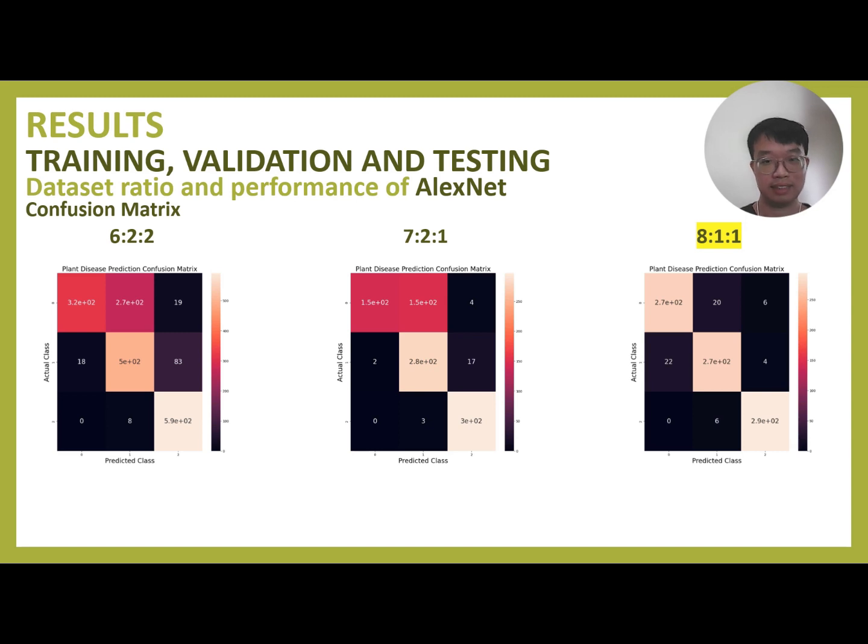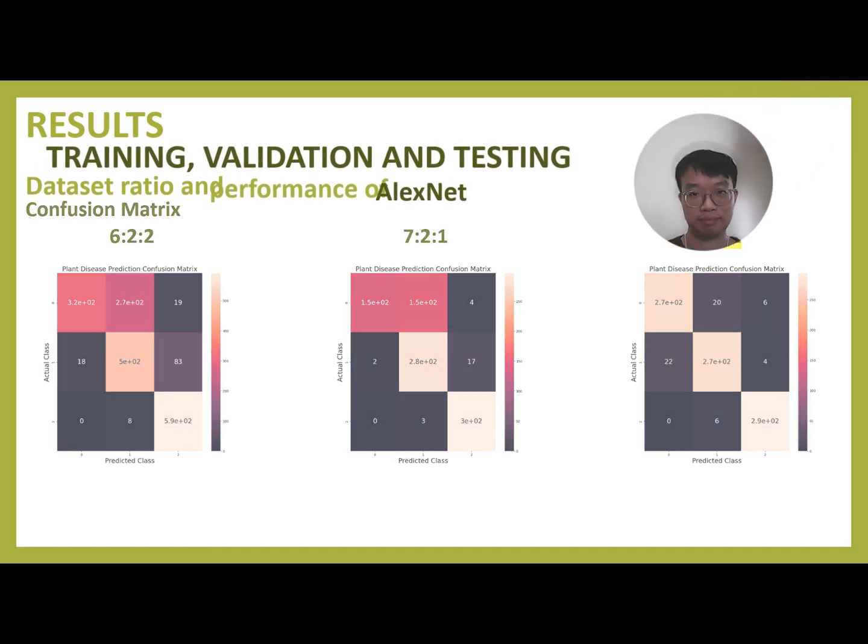Then the LSNet trained with 811 has the best confusion matrix compared to 622 dataset ratio and 721 dataset ratio. It has the least misclassification of the classes compared to the others.